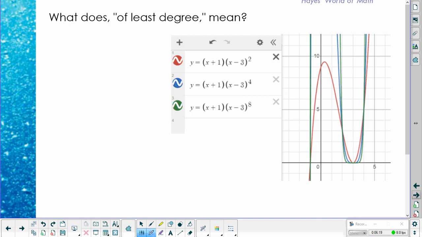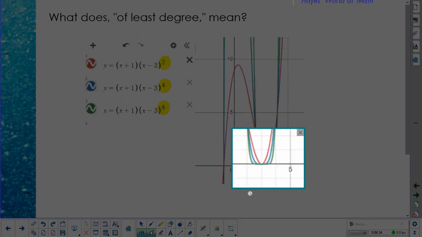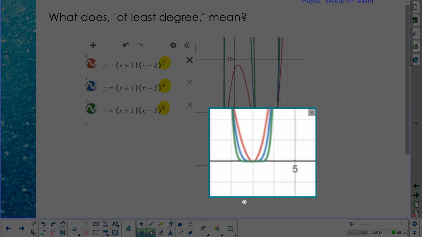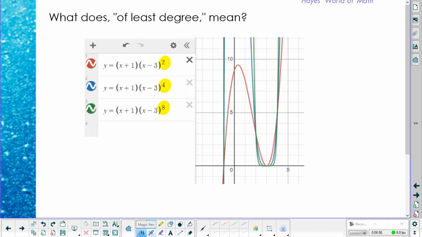So here's a graph. You can see the equations here. And the equations are the same except for the fact that the 0 at 3 happens more and more times. Notice what's going on in the graph down here. I'll zoom in here so it's a little bit easier to see. But notice here the red line is the one where it's x minus 3 squared. The blue is where x minus 3 is to the 4th power, and the green is x minus 3 to the 6th power. Now notice how it gets flatter the higher the exponent is.